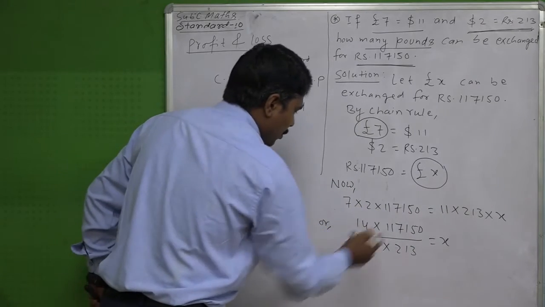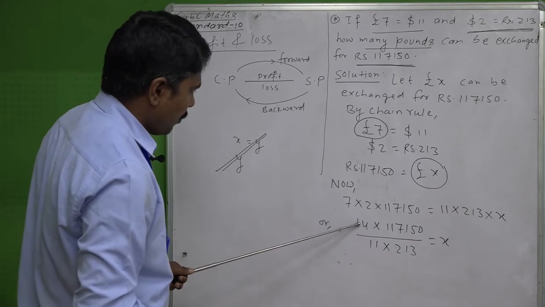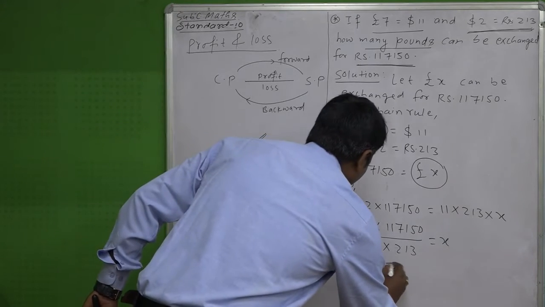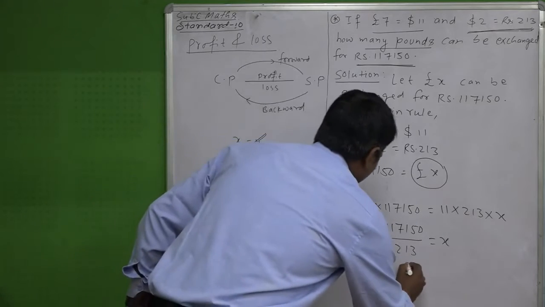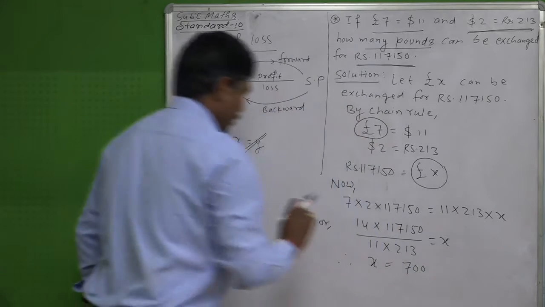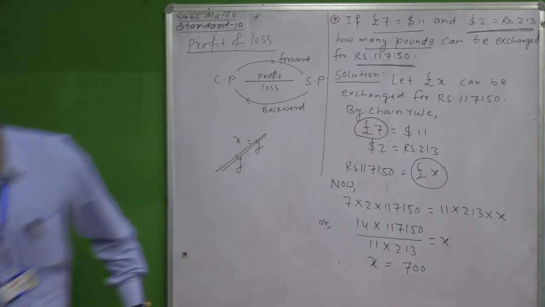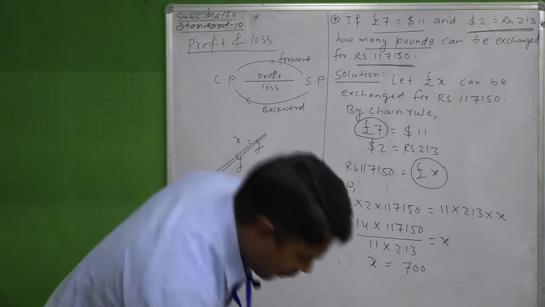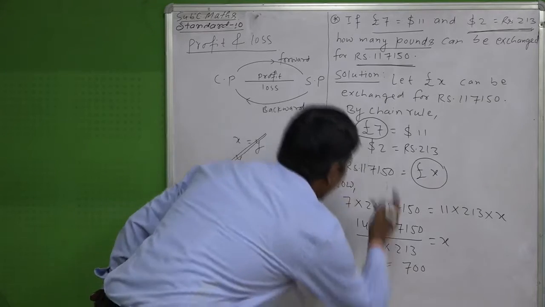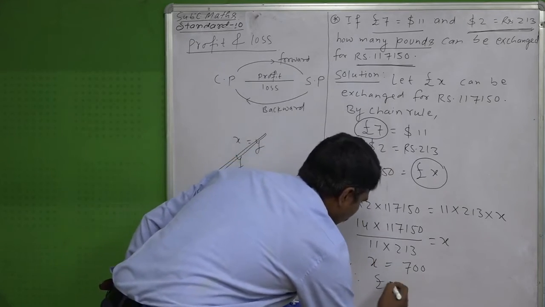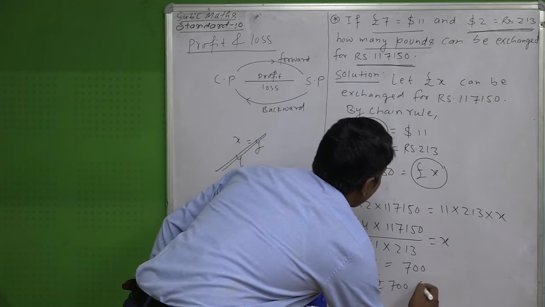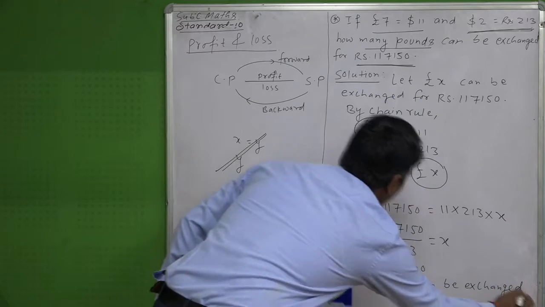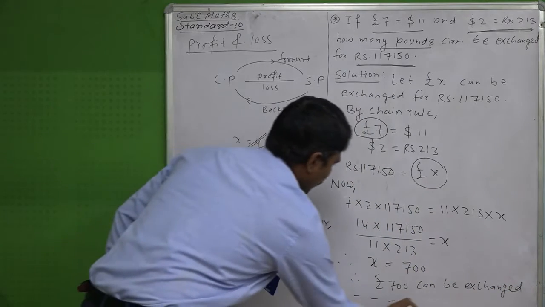Now if you multiply these two, and multiply these two, and divide, you will get X is equal to how much? You will do it, I think 700. Do it by the calculator. If you have a calculator, you can use it here, just try it. Now therefore at last, how much? Pound sterling 700 can be exchanged, you can write it yourself.